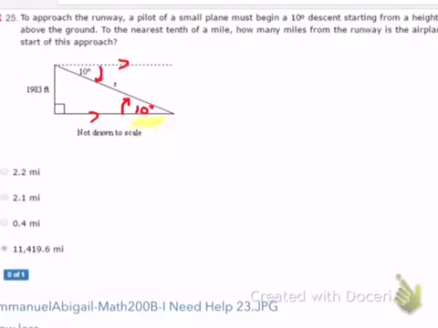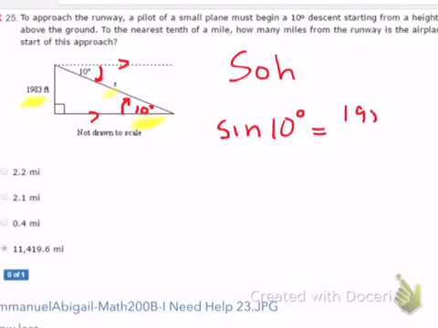Now we need to identify the pieces of the triangle that we have. We know this angle is 10 degrees. This is the opposite leg, and the x value is the hypotenuse. So if we have an angle, the opposite and the hypotenuse, that is the sine function. Sine is opposite over hypotenuse. So the sine of 10 degrees is equal to 1,983 feet over x.